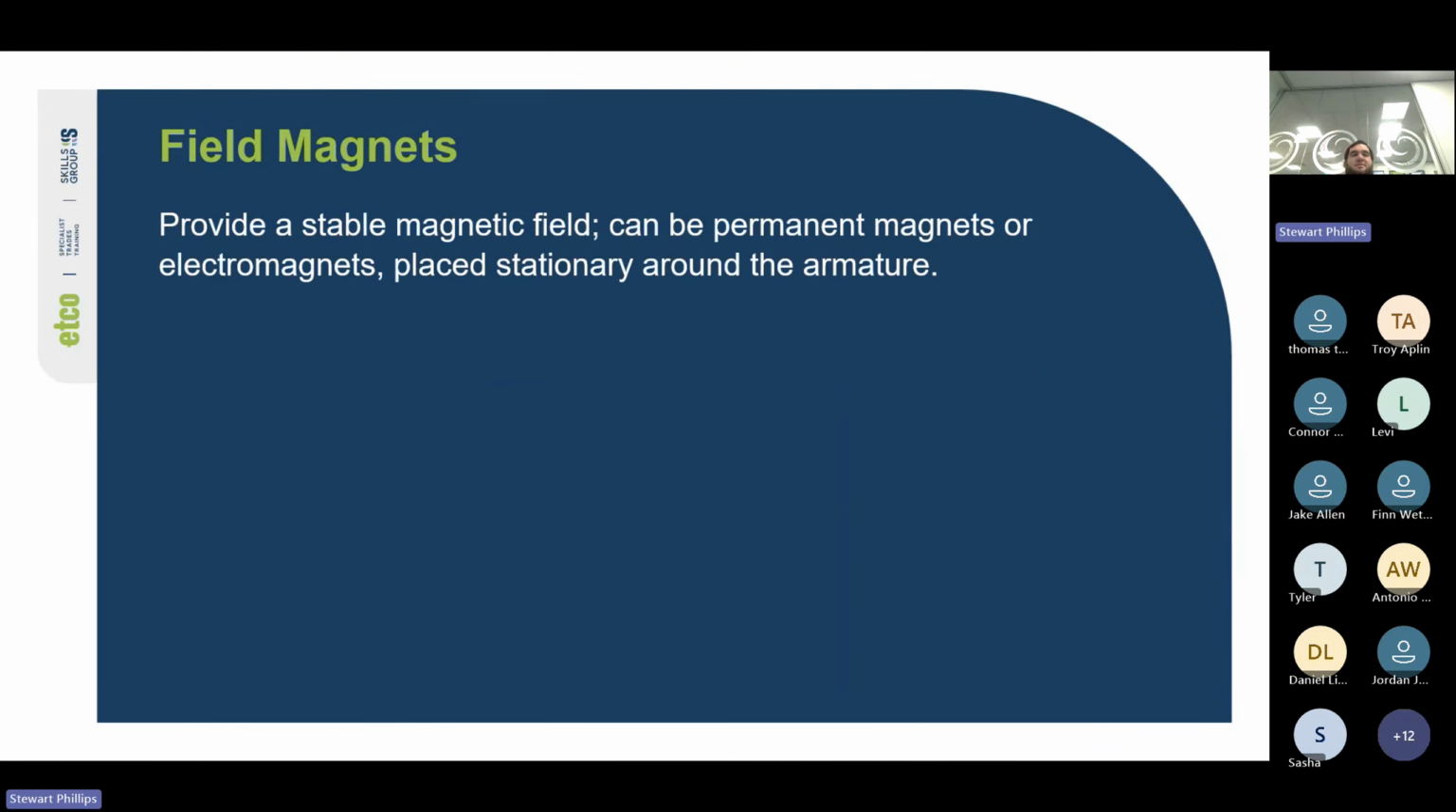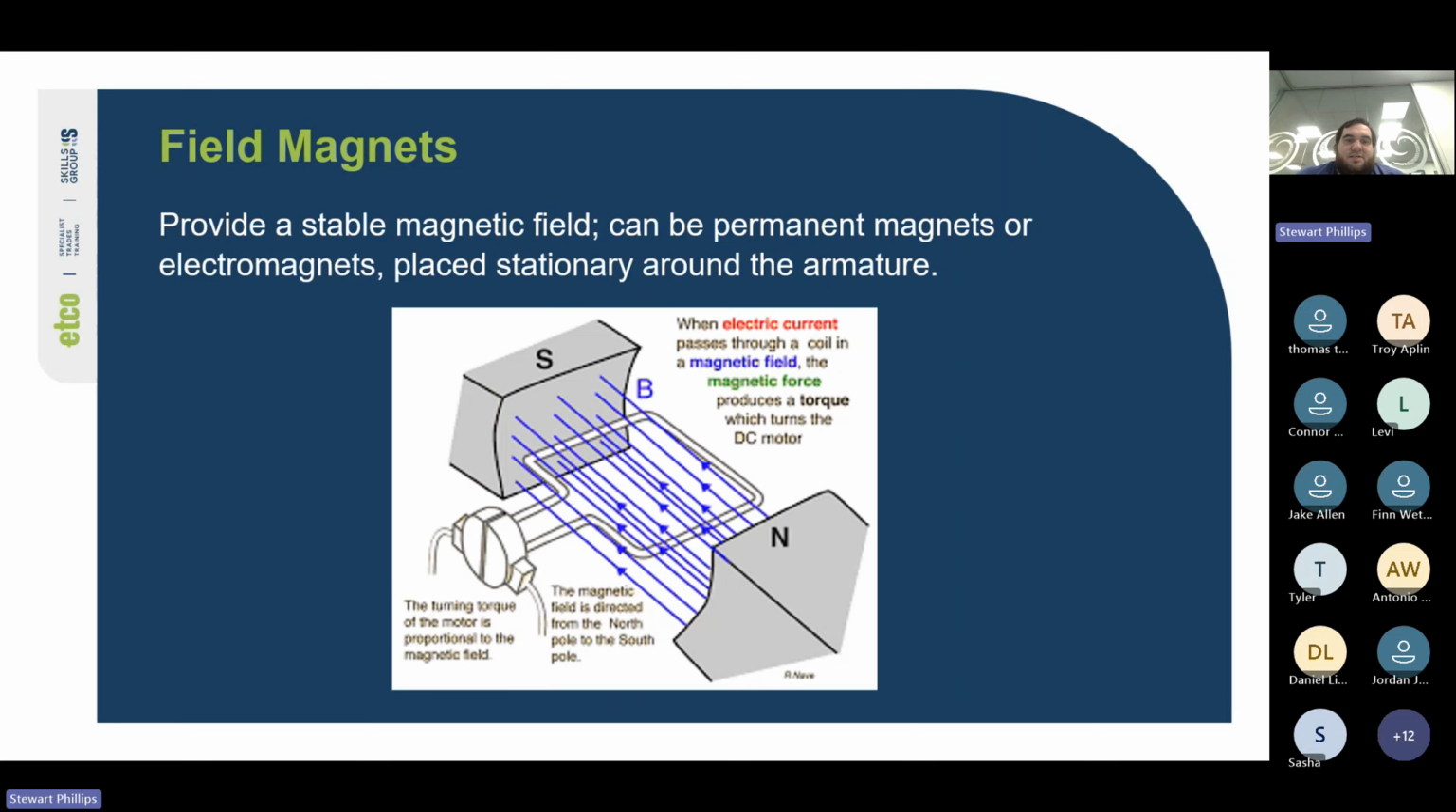And then we have the field magnets. These provide a stable magnetic field. They can be permanent magnets or electromagnets, placed stationary around the armature. So you get a north and a south. As the armature rotates inside of that magnetic field, that's how the EMF or voltage is induced. And the only reason we have current flow is because we have an external circuit connected to that winding.